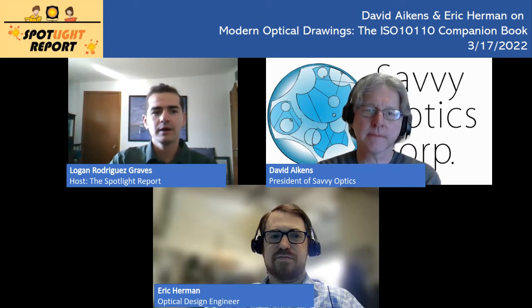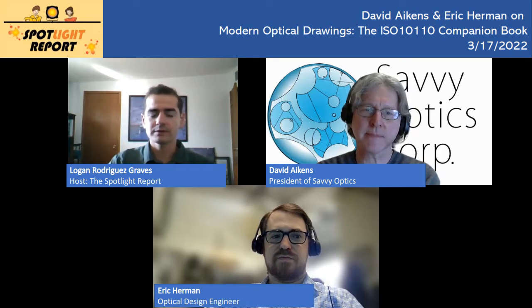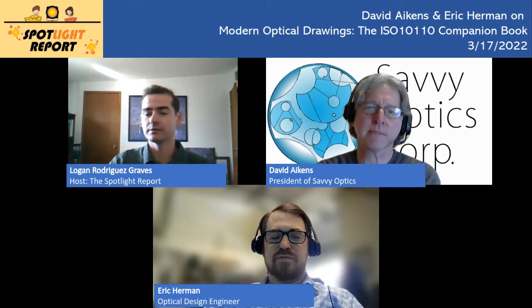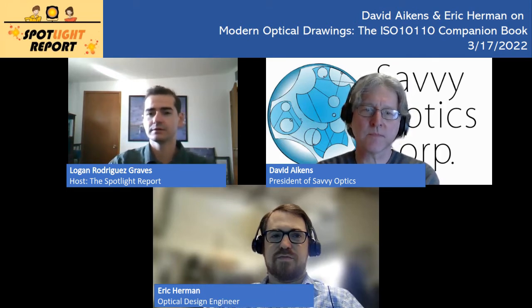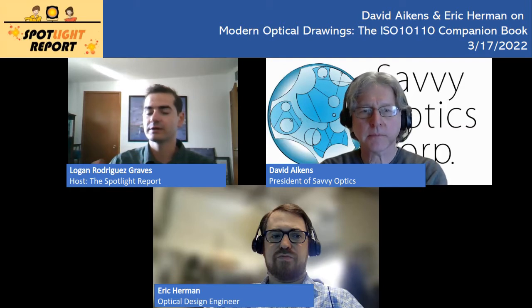So just starting with the first chapter about dimensional tolerances, I want to start with what is included in that and what's not included in the ISO 10110 standard. Dave, you mentioned that you have to pull in some other standards for some of these things. So what's not included and where is it relevant?